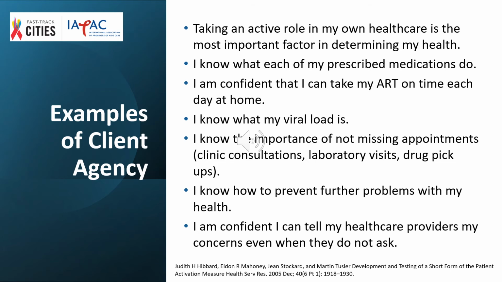Some examples of client agency, keeping in mind the 4 levels of PAM, include taking an active role in my own healthcare is the most important factor in determining my health. I know what each of my prescribed medications do. I am confident that I can take my ART on time each day at home. I know what my viral load is. I know the importance of not missing appointments, such as clinic consultations, laboratory visits, and drug pickups. I know how to prevent further problems with my health. I am confident I can tell my healthcare providers my concerns, even when they do not ask.